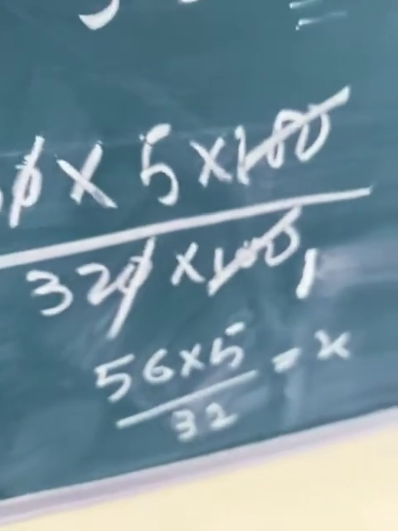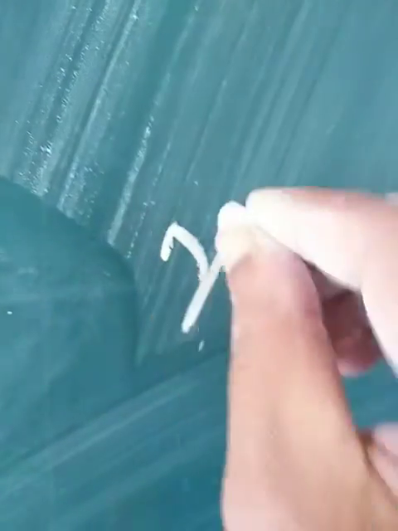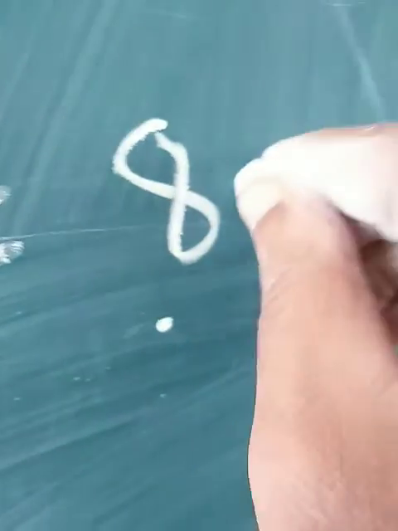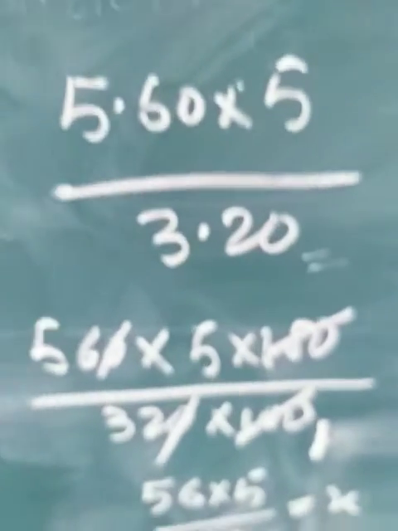Yes, we'll get the answer as x equals to, you will get in decimal, that is 8.75 meter. 8.75 meter. Okay, so this is the solution of sum number 2 of question number 9.